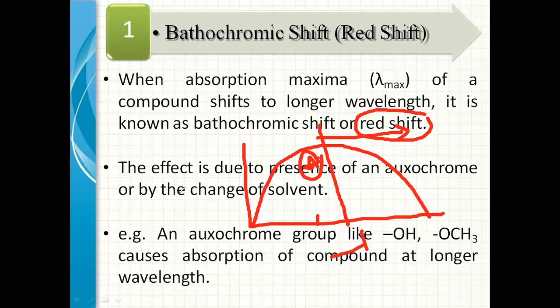Now, the effect is due to the presence of an auxochrome, as I told you, or by a change of solvent. There may be a change of the solvent, or an addition of an auxochrome. Because of this, there is a shift in its ability to absorb ultraviolet radiation. For example, an auxochrome group like OH or oxymethyl causes absorption of the compound at longer wavelength.